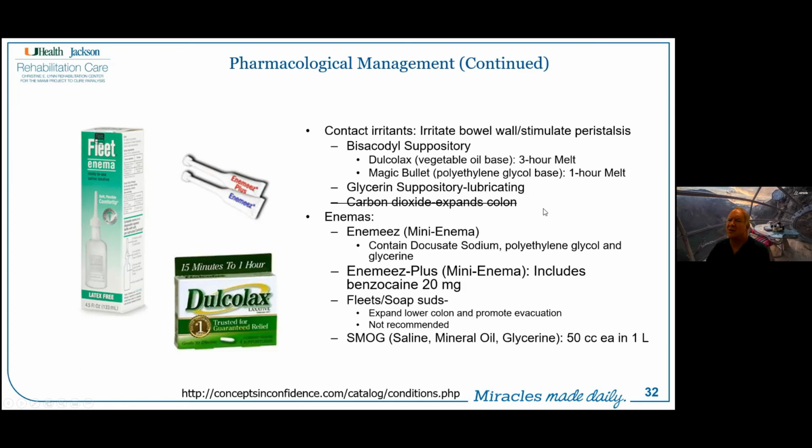Glycerin suppositories can be used if you're having autonomic dysreflexia in response to these. You can also consider the Enemeez product, which is docusate sodium, polyethylene glycol, and glycerin, or the Enemeez Plus, which also includes benzocaine. I try to stay away from, except in rare instances, fleets and soap suds enemas because they lead to essentially a lazy bowel. And then SMOG is another consideration. Usually only use it, again, rarely, in those circumstances where somebody appears to be very constipated. We'll talk about some of those things in a moment. So saline, mineral oil, and glycerin, 50 cc's each in a 1 liter prep.